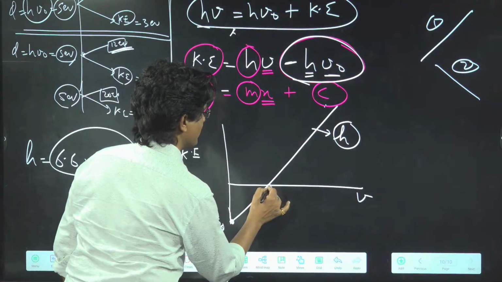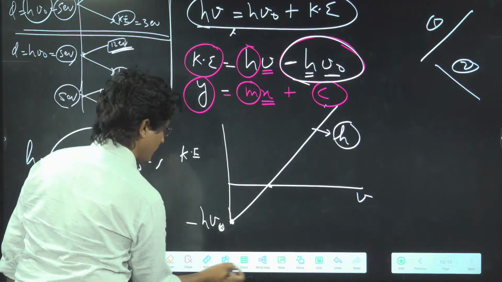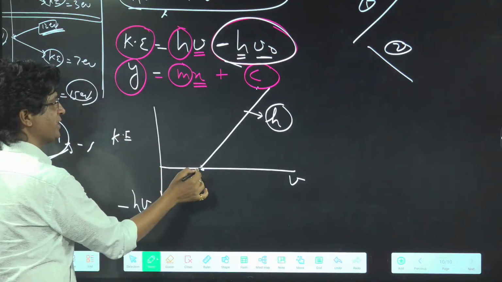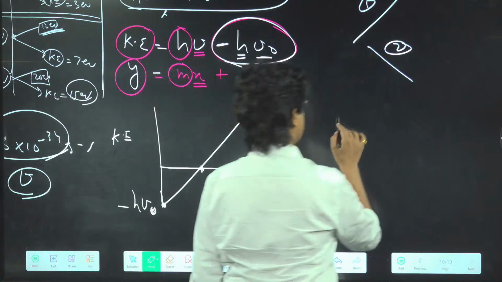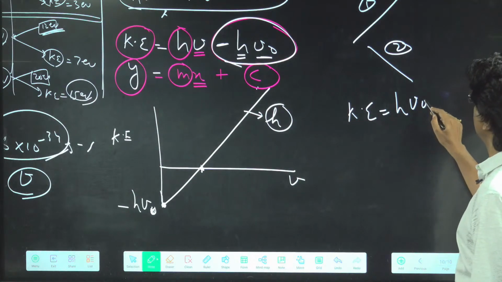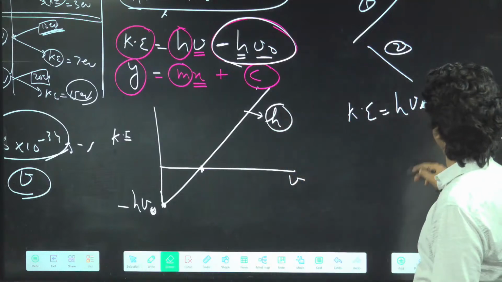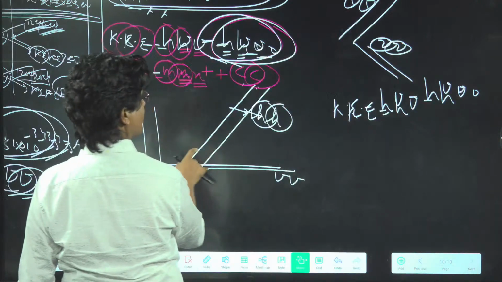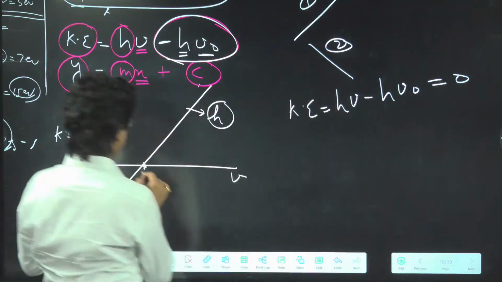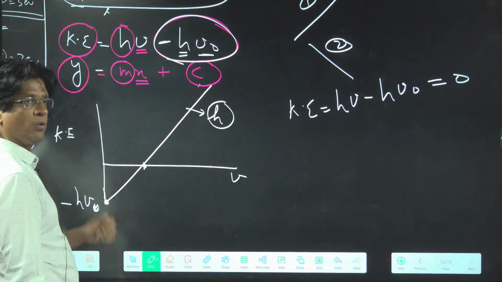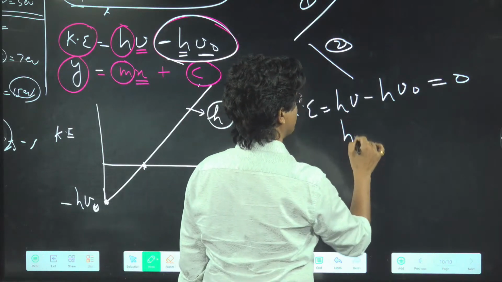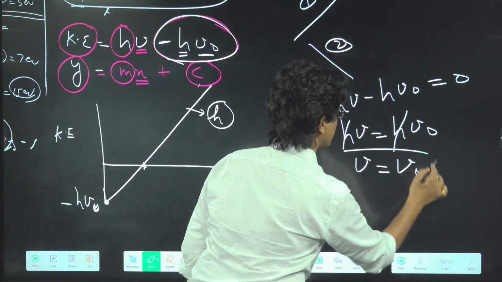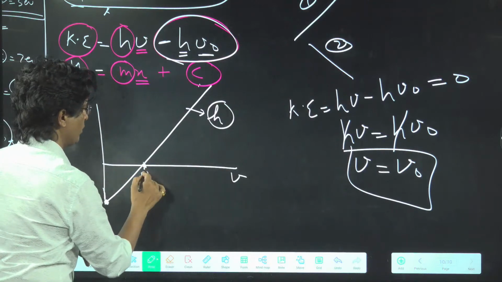Now, who will tell me what is this point? Over here, if you are focusing, you can see kinetic energy is 0. Yes or no? So if I put kinetic energy equal to h nu minus h nu naught equal to 0, because on this entire line the kinetic energy is 0, this is only possible when h nu is equal to h nu naught. So h and h will cancel. Nu must be equal to nu naught.